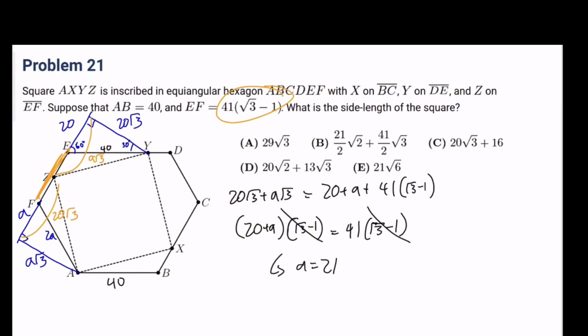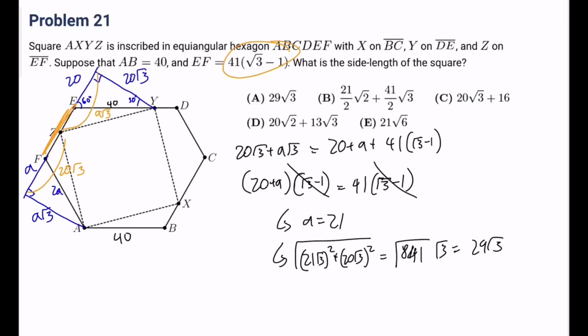And a equals 21 gives us the side length of the square. So we have this right triangle with a root 3 and 20 root 3. And so we can use the Pythagorean theorem now. And so what that gives us is the root of 21 root 3 squared plus 20 root 3 squared. That gives us root 841 root 3, which is 29 root 3. So that is our answer.